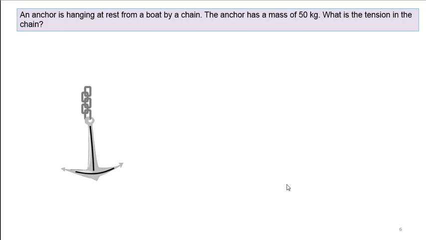We have an anchor hanging at rest from a boat by a chain. The anchor has a mass of 50 kilograms, and I want to know what is the tension in the chain. So press pause and take some time to work through this, and then press play when you're ready to go through it with me. So I'm going to start with my free body diagram. The only forces acting on this object are tension and gravity. Tension's pulling up, gravity's pulling down.